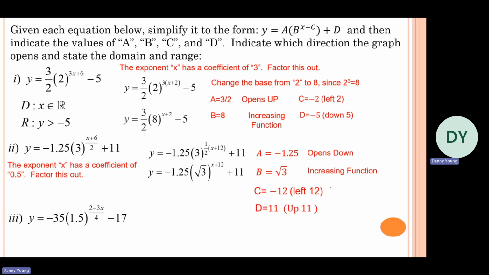This one should be what? What should it be, Alex? -6. So 6 to the left. Sometimes you're supposed to replace it. And then 11 up, okay, everybody? Domain is this, and range is y is less than 11. Okay. Last one.